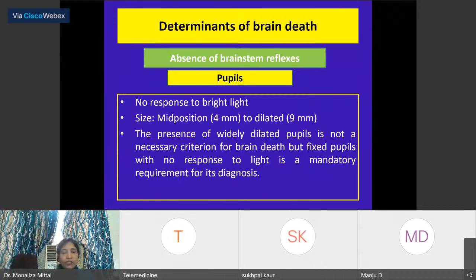Regarding the pupils, there should not be any response to bright light bilaterally. The size of the pupil will vary from 4 mm to 9 mm, that is, they will be mid-positioned and may be dilated. But here we have to note that the presence of widely dilated pupils is not a necessary criterion for brain death, but fixed pupils with no response to light is a mandatory requirement for its diagnosis.